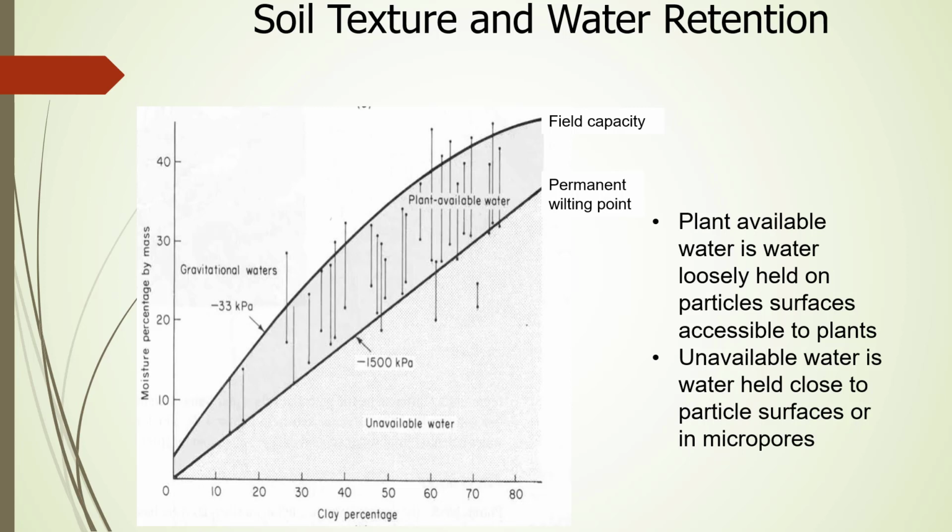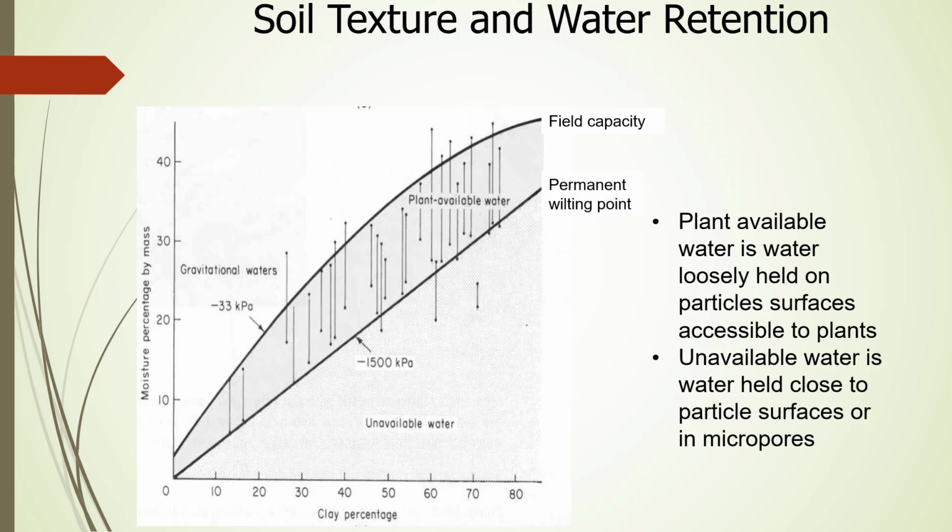So soil texture and water retention. First of all, plant available water is the water that's held loosely on soil surfaces that is accessible to plants. And then there's unavailable water, which is water that's held tightly to the particle surfaces or the micropores and is never available to the plants.